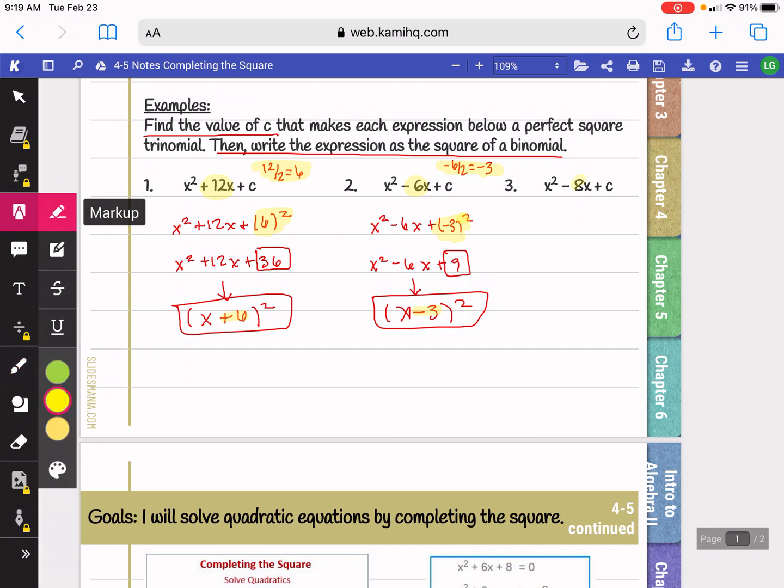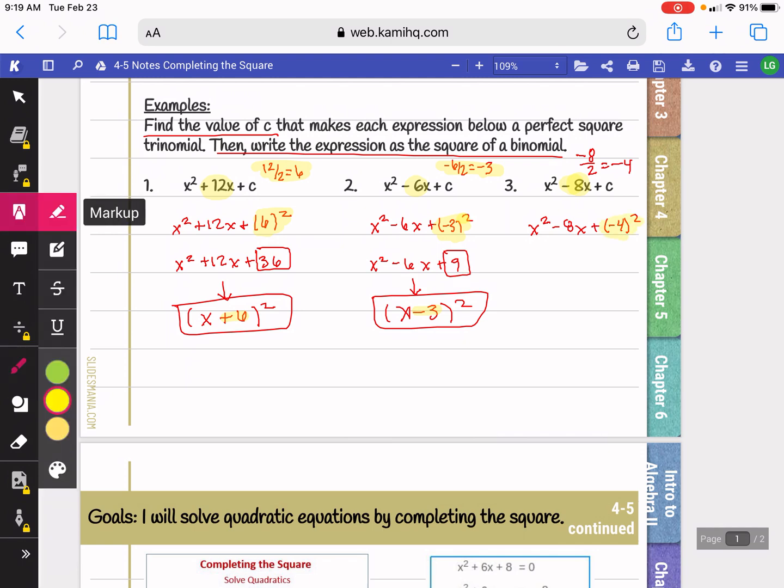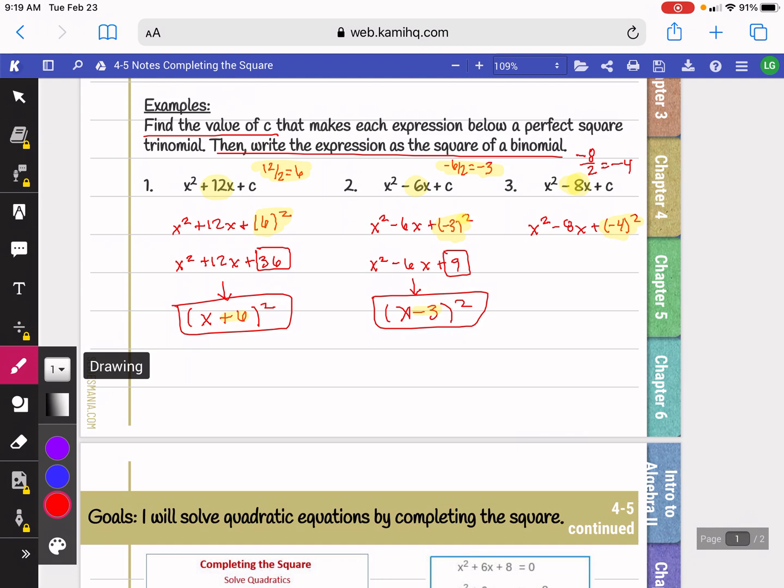In this next problem, our b is negative 8. So I'm going to do negative 8 divided by 2. That gives me negative 4. So I write x squared minus 8x plus negative 4 squared for my c. Remember that negative 4, we're going to end up using it later when we transfer this back to a binomial. So I have x squared minus 8x. Negative 4 squared is 16. So my c value that makes this a perfect square trinomial is 16. And now if I rewrite it as a square of a binomial, I write x, and I take that negative 4 from earlier, and then write it squared.